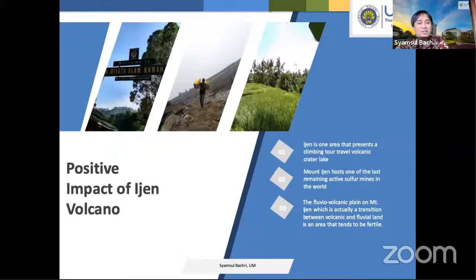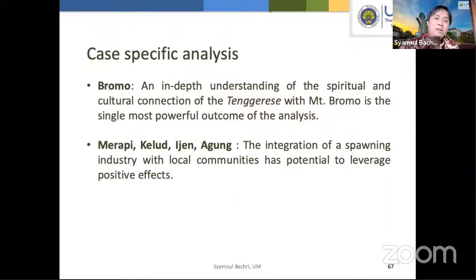And Ijen also has positive impacts: climbing tours, travel to the volcanic crater lake, and it hosts one of the last remaining active sulfur mines in the world. So if you go to Ijen, you will see the beautiful attraction called, what does this mean? A blue fire. Yeah, blue fire from the mountain. This is in Ijen, you can see it. So this is my case-specific analysis during my survey of 5 volcanoes in Indonesia.